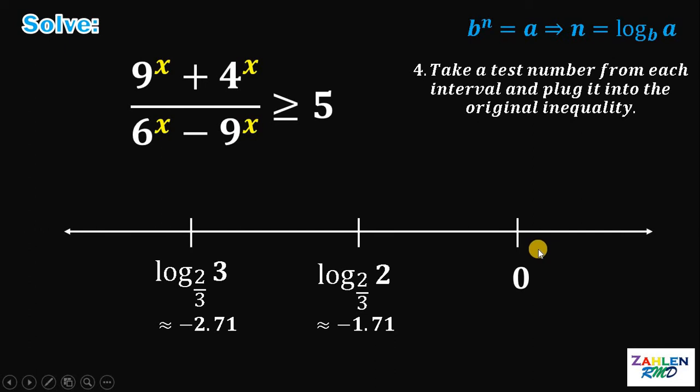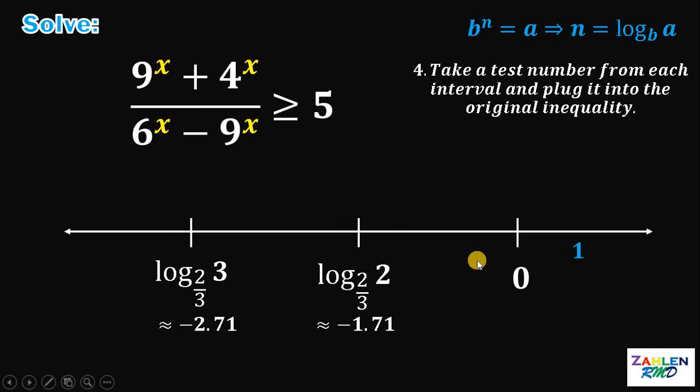Now we need to pick a number that is greater than 0 in this interval. Therefore, any number in this interval is possible. So we will pick just 1. We can also choose 2, we can also choose 3, but we want the easiest one, so we pick 1.